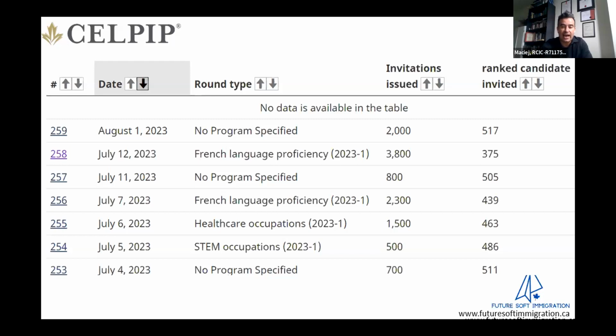So again, I would strongly recommend that candidates for Express Entry explore both the English and French language skills in order to get qualified for their Express Entry. This is a very important point that I'd like to mention here.